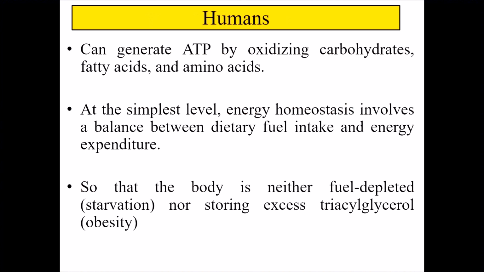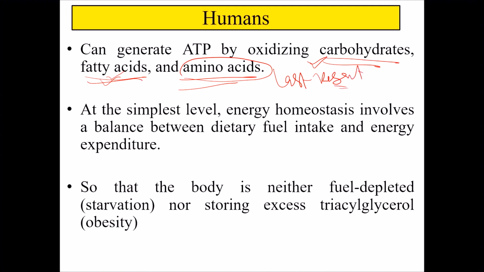Humans can generate ATP by oxidizing carbohydrate, fatty acids and amino acids. The quick source of energy is carbohydrates. The large source of energy is fatty acids. And amino acids are used as a last resort. At the simplest level, energy homeostasis involves balance between the fuel intake and energy expenditure. There should be a balance between intake and expenditure. If this balance is disturbed, then what will happen? If intake is more and expenditure is less, obesity. If intake is less and expenditure is more, then starvation. So we need to keep the balance between the intake and the expenditure.